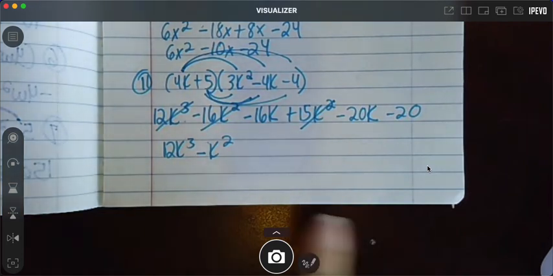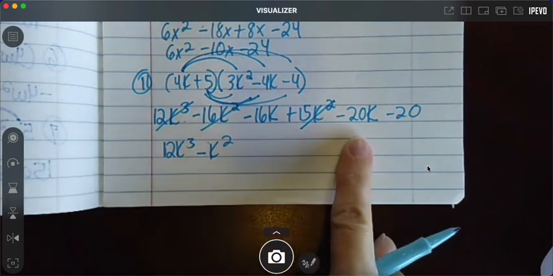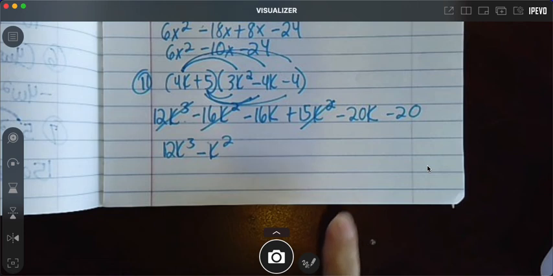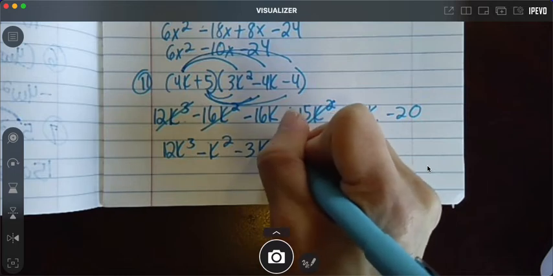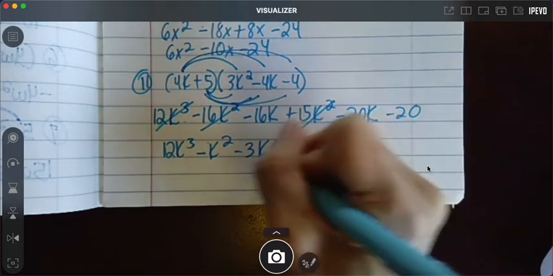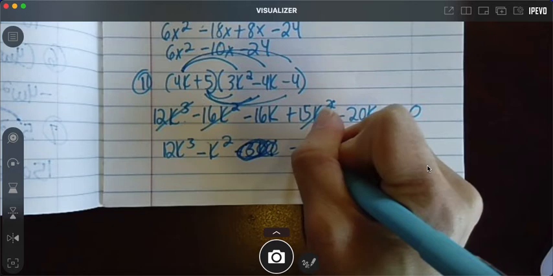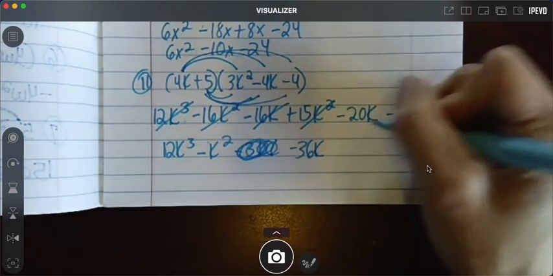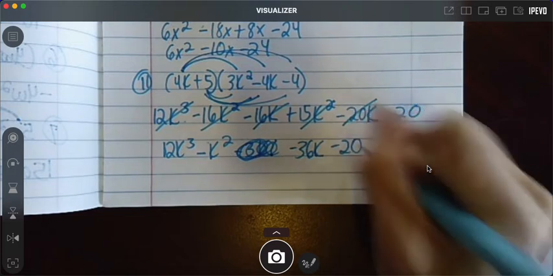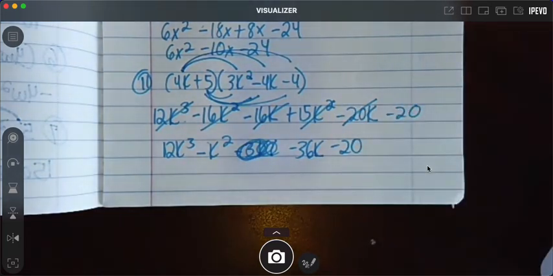Now our k's, negative 16 minus 20 is what? Negative 36. I wrote it backwards. Hold on. That's supposed to say minus 36k. I wrote minus 3k6. Okay. And then minus 20. And do we see that answer choice? It should be A. Okay, everybody good with that? Look, let me pause this for a second.